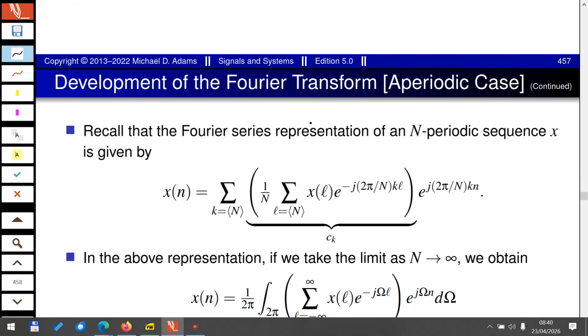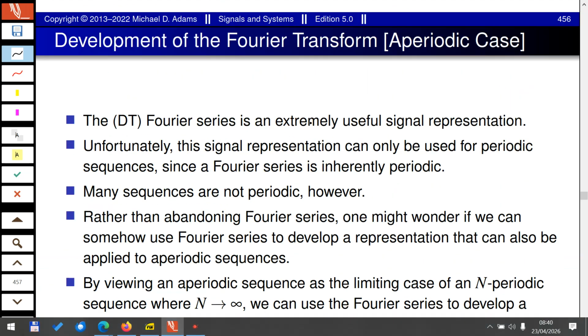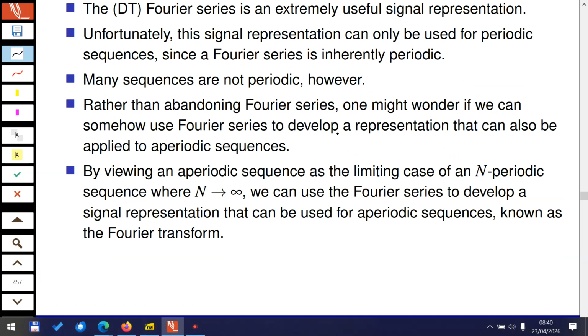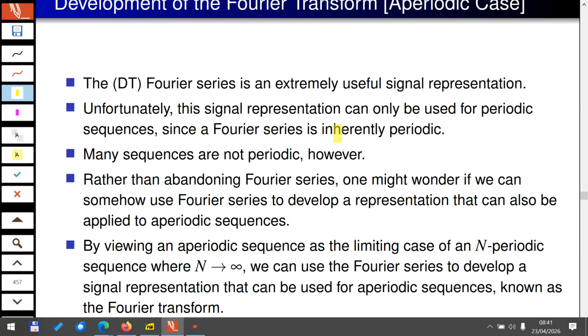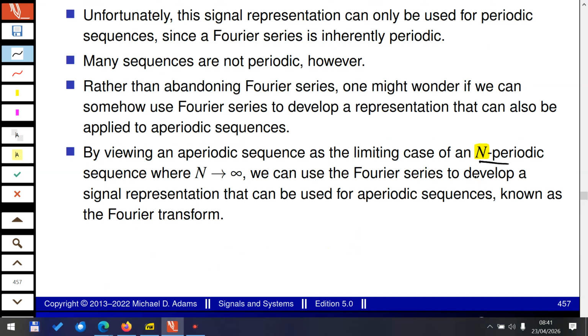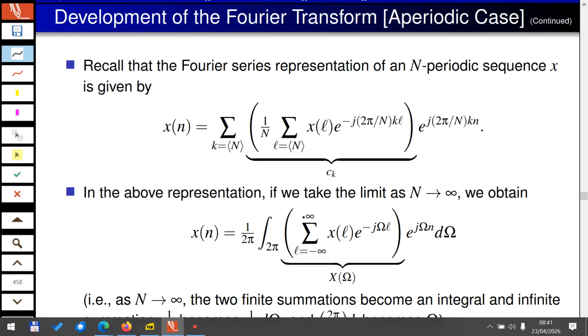So I'm skipping all these derivations, but the steps are very similar. You pretend that you have a periodic signal, and the period is, let's call it n instead of t. Remember, we use t for continuous time period. So you start with an n periodic sequence and develop the Fourier series because it's periodic, and then you apply this limiting process, n approaching infinity, just like we had t approaching infinity. I think you can recall many of those steps.